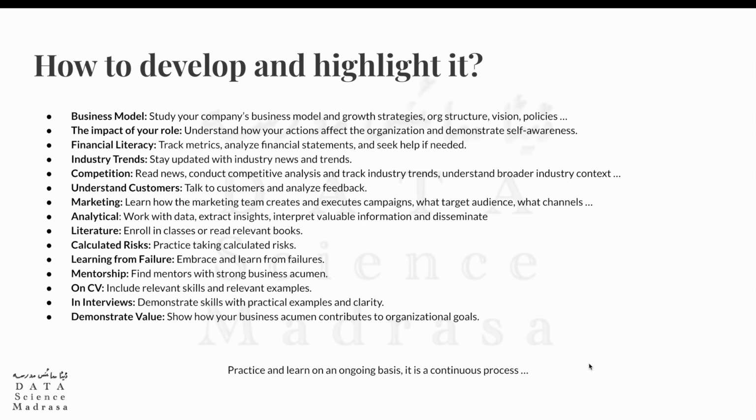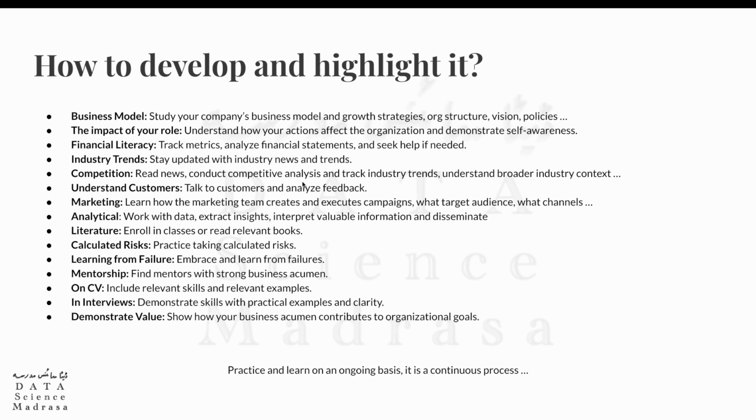You should understand and study your business model for your company and how growth strategies are deployed and formulated, what's the org structure, what's the vision and policies. You should look at the impact of your role and how your actions affect the company and demonstrate this self-awareness. You should be aware of financial details, what metrics are being used, look at financial statements, ask questions if you don't understand something which is related to maybe work that you're doing in analyzing financial data. You should keep abreast of industry trends, so read news and articles whenever you can.